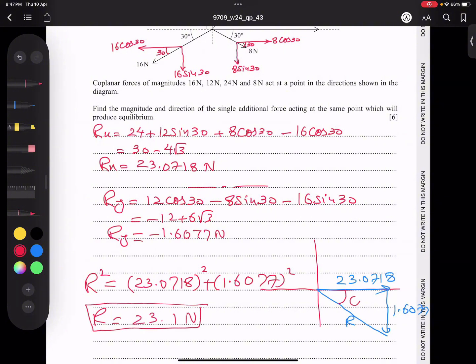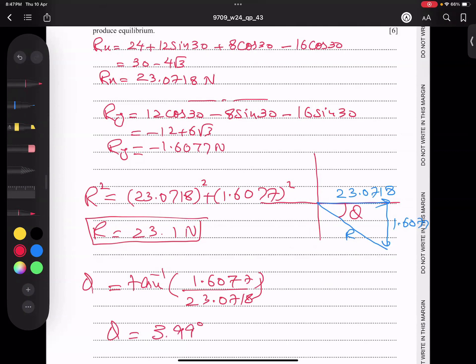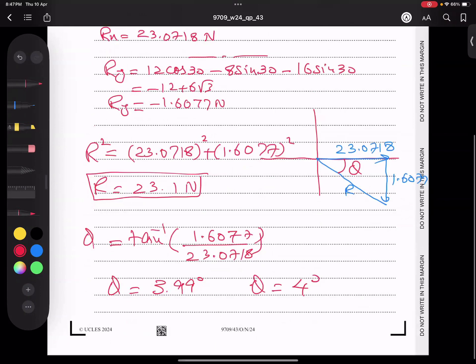And now this angle I'm looking for, I will use tan inverse, opposite by adjacent. No need of using the negative sign. It will give us theta. And when I type it in a calculator, it's giving me 3.99 degree, or we can say this is coming 4 degree. So there are two ways of writing the answer. We can say 4 degree clockwise from the x-axis.